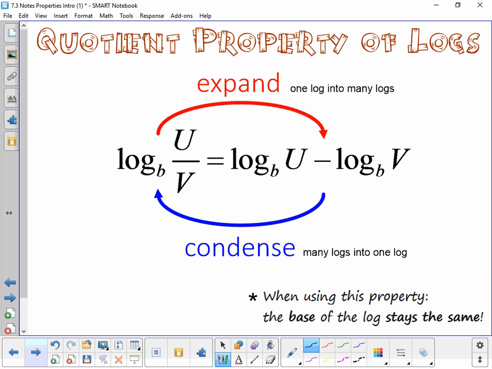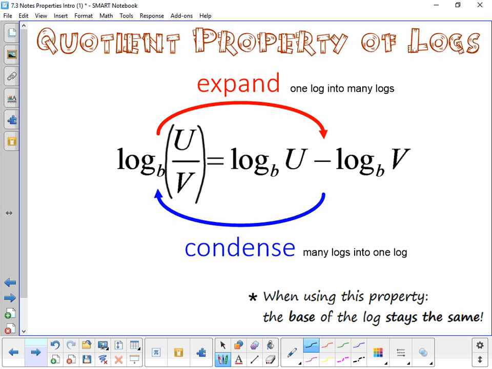The next log rule is about quotients. If you have the log of a quotient, sometimes you'll see it with parentheses here, sometimes you'll see it without. So if we have the log base b of u divided by v, that's the same thing as the log base b of u subtract the log base b of v. So subtraction of two logarithms is the log of the quotient. So that's why it's called the quotient rule.